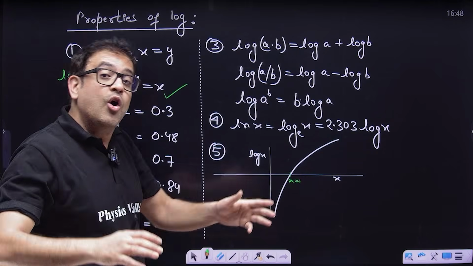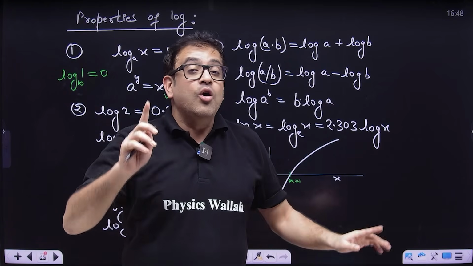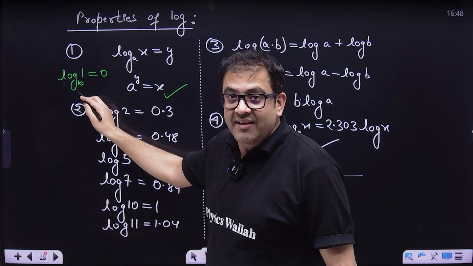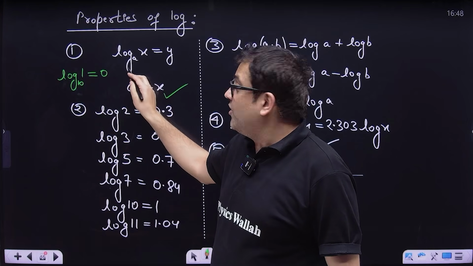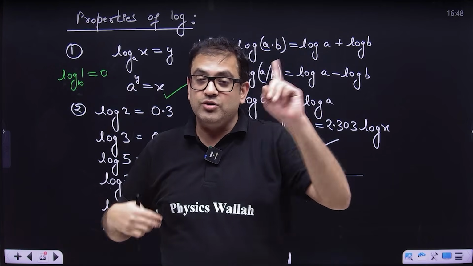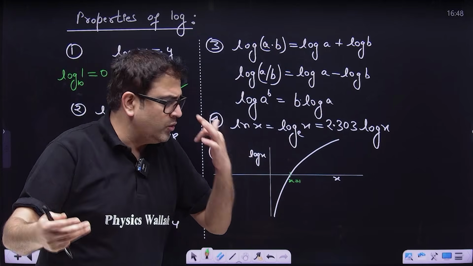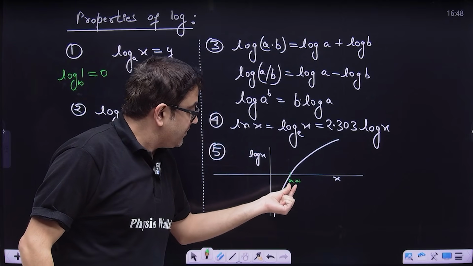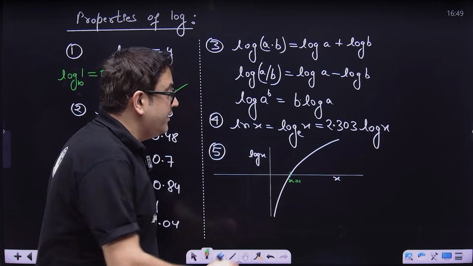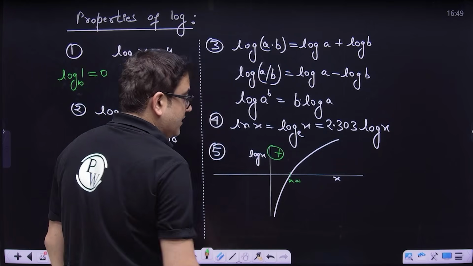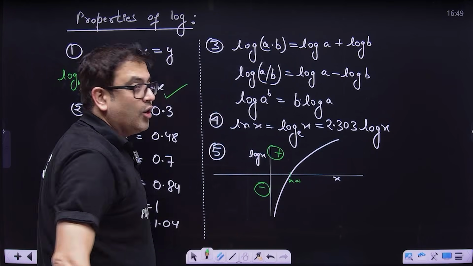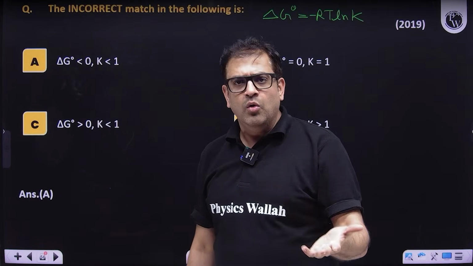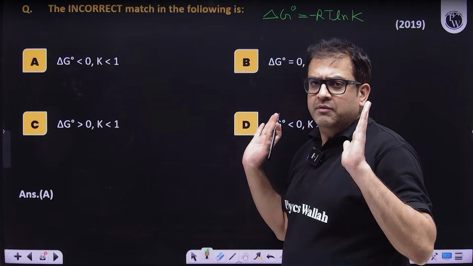In fact, log of 1 to the base anything will always be 0, because this base can be any a, and anything raised to the power 0 is always 1. Some of you would be knowing it, but it is my responsibility to tell each and every one of you. So log 1 is 0. If x is greater than 1, then log x is positive. But if x is less than 1, then log x is negative.